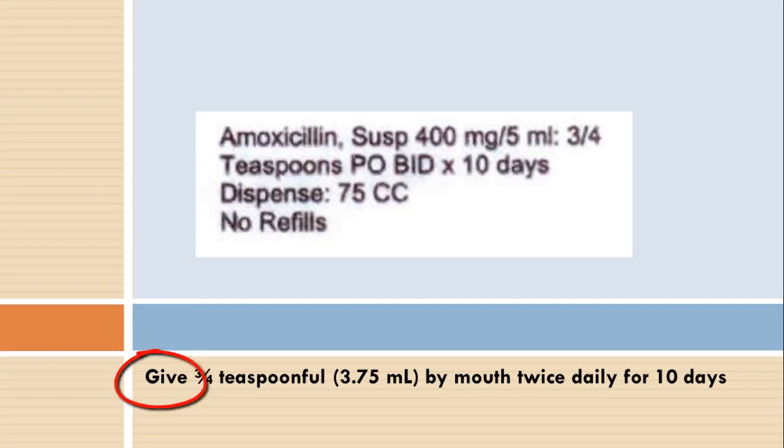Notice the verb on here, I used give and not take. Why? Well, this is probably a child. And with a child, I don't want to say take. I can't tell little Timmy, who's 3 years old, to just take it. He's not doing it on his own. Usually it's a parent giving it. So on the directions, we do have the liberty to, instead of saying take, say give. So give 3/4 of a teaspoon.